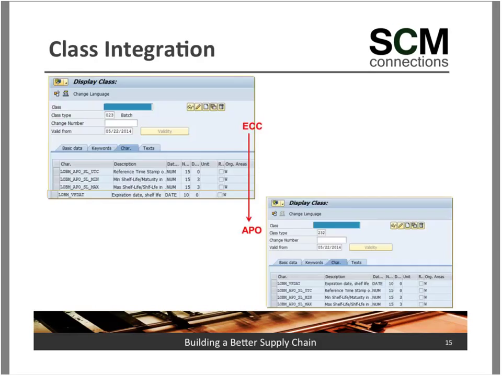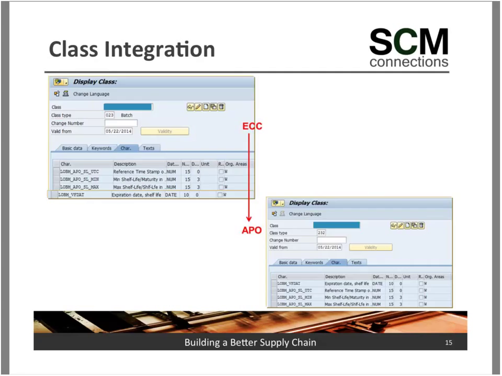So this talks a little bit about the class and the characteristics associated with the class that are needed for shelf life. And again, these are all standard SAP characteristics. You will need to create a class and assign it to the product or the material in ECC, but you do need to get this class and the associated characteristics over into APO.